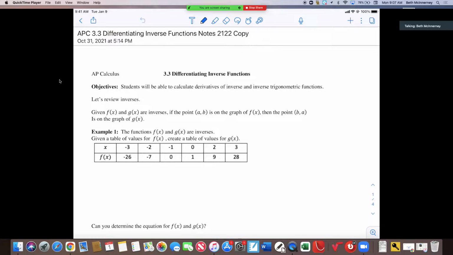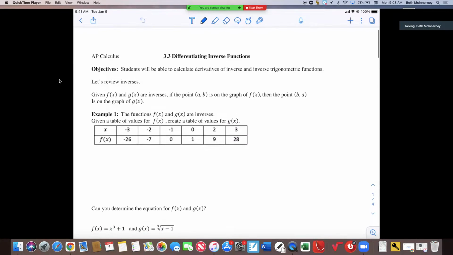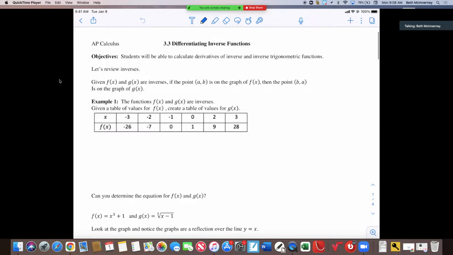To do in 3.3 is learn how to find derivatives of inverse functions. So we're just going to do a brief review of inverses. If you are given f of x and g of x are inverses, if the point a comma b is on the graph of f of x, then the point b comma a is on the graph of g of x.